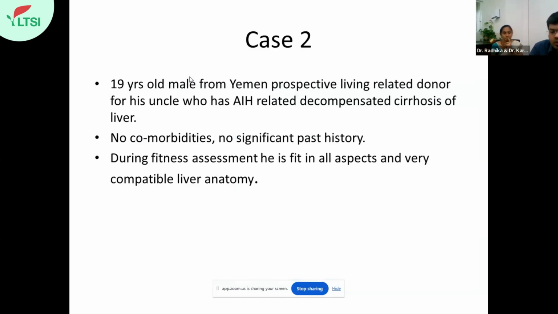So, yeah. Another donor, Prof. Living donor. Okay. Yeah, Prof, we'll go on to the next case.